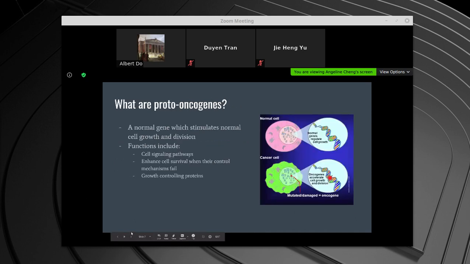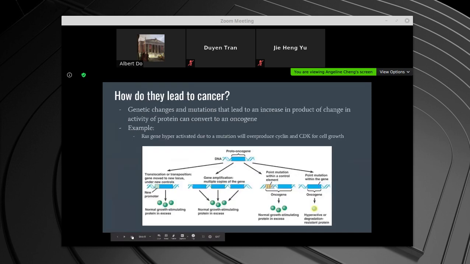So as mentioned before, another driver of cancer involves proto-oncogenes. Proto-oncogenes are normal genes which regulate cell growth, and their functions include cell signaling pathways, cell survival, and growth controlling proteins that stimulate cell division, inhibit cell differentiation, and inhibit apoptosis. So proto-oncogenes lead to cancer when they undergo genetic changes and mutations and convert to oncogenes. Oncogenes continuously activate growth-promoting signals, leading to the development of cancer. And an example of this will be the RAS gene.